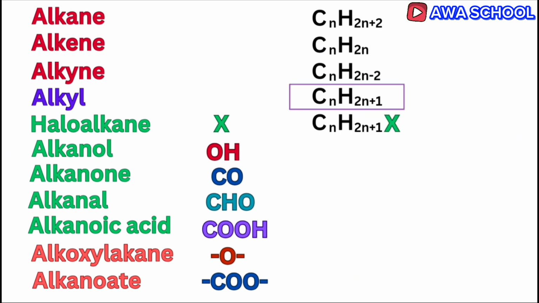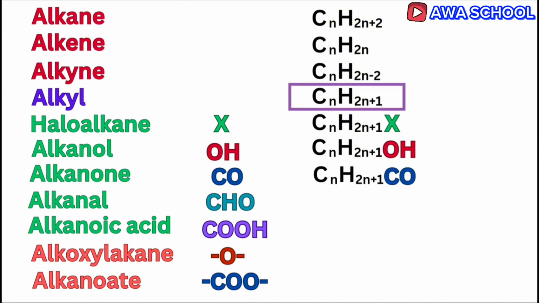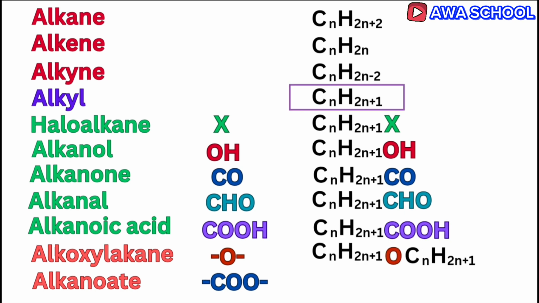For haloalkane, the general formula for a haloalkane is CnH2n+1X. That is, take the alkyl group and add the functional group of that homologous series to it. Exactly. So what do you think will be the general formula for alkanol? It will be what? Alkyl group plus OH. What do you think will be the general formula for the alkanone? It will be what? The alkyl group plus CO. And the alkanal or the aldehyde will be what? The alkyl group plus CHO. And then alkanoic acid is this. And then alkoxyalkane is this.